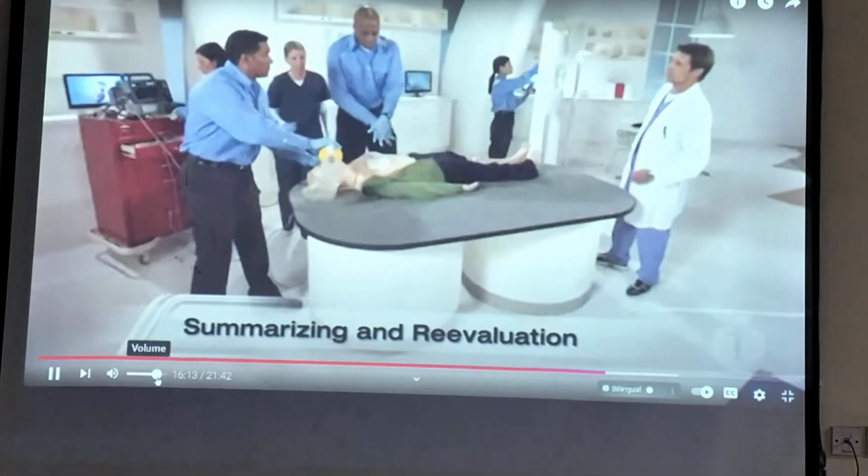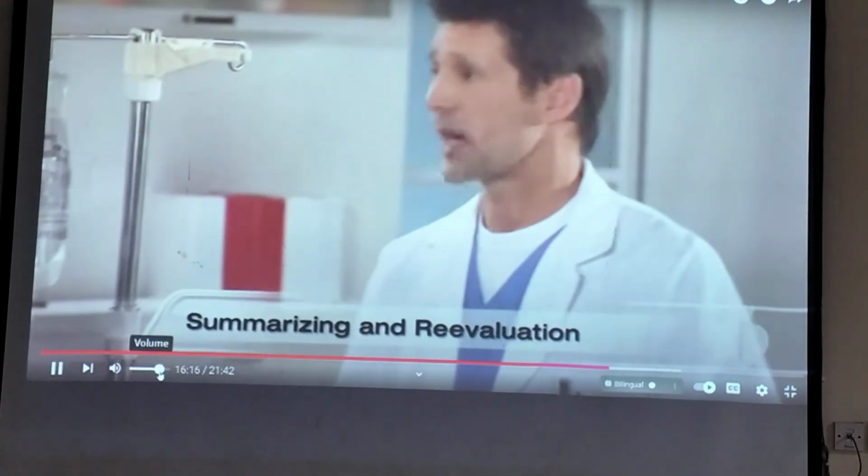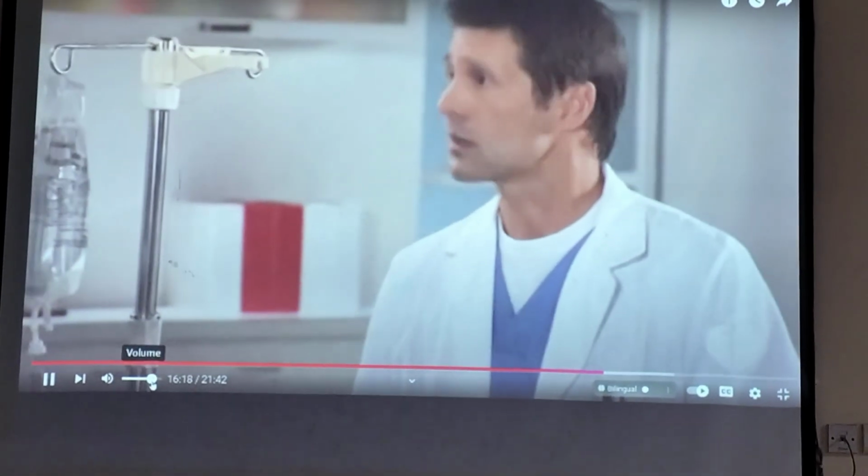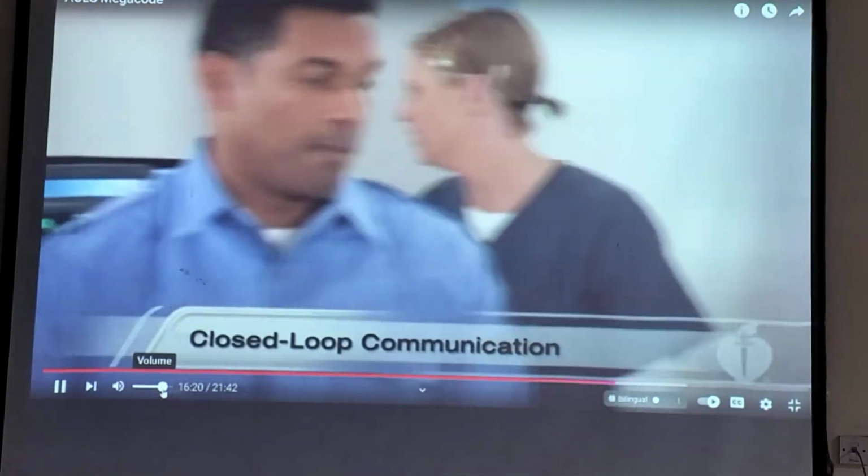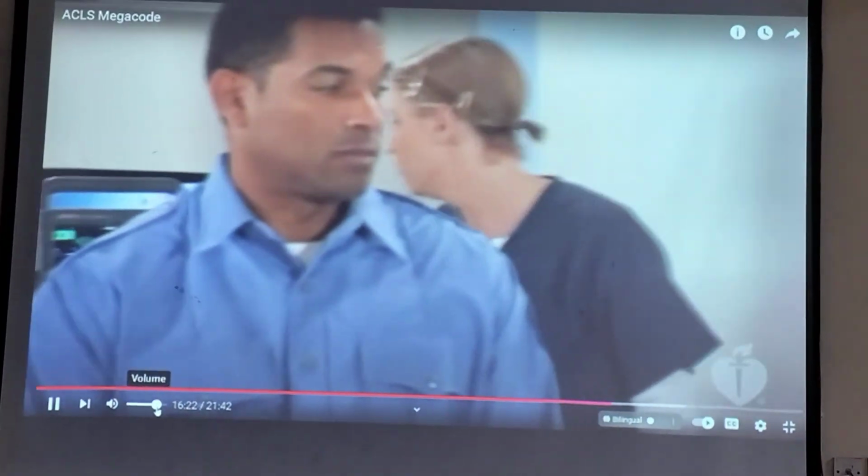Okay, the patient remains in VFib. The protocol for this biphasic device is escalated dosing. Let's shock again at 300 joules. Shocking at 300 joules.